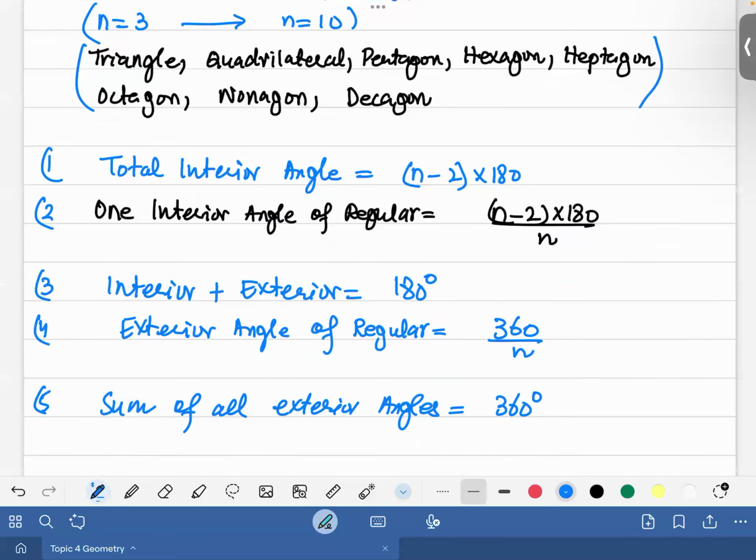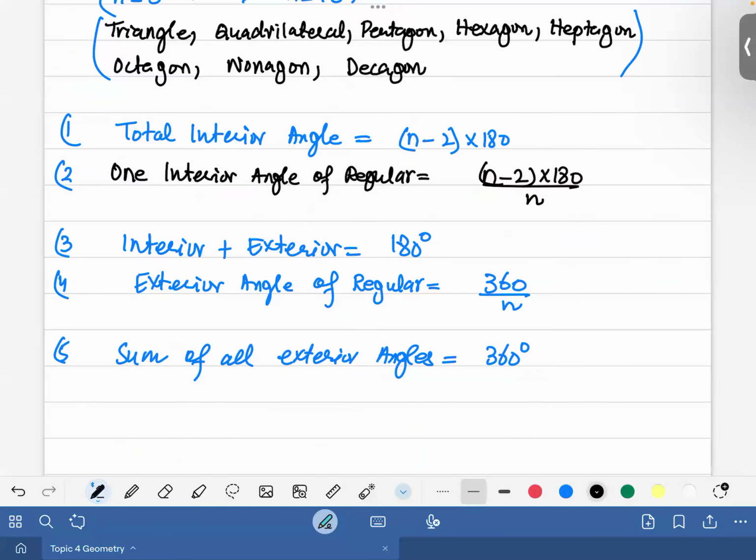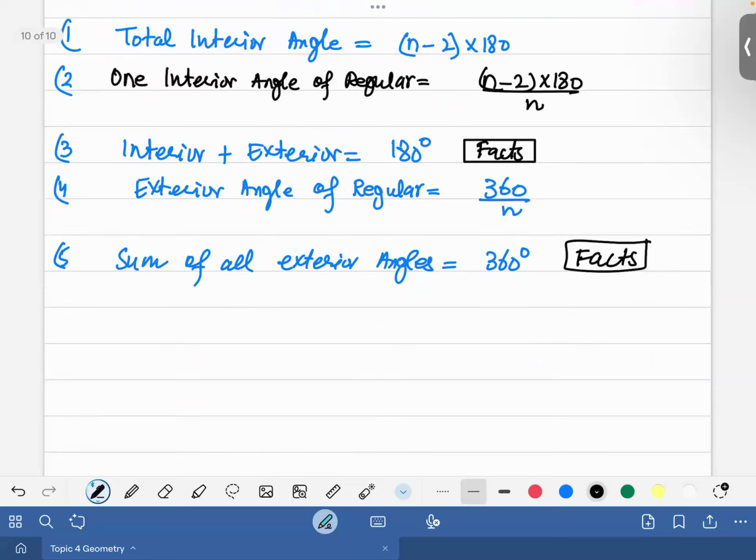These are facts. Is the sum of exterior angles for regular or irregular shapes? Regular or irregular, it will not be more than 360. These two are facts, and the rest three are formulas. Understood, everybody or not? Yes or no? Yes, sir.